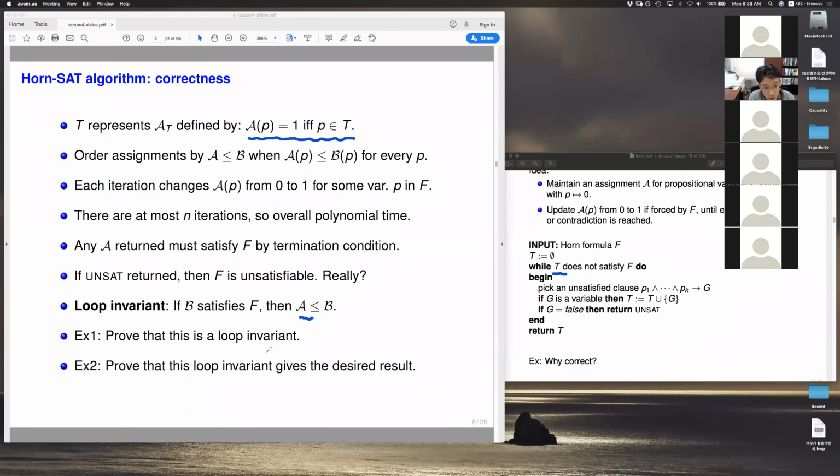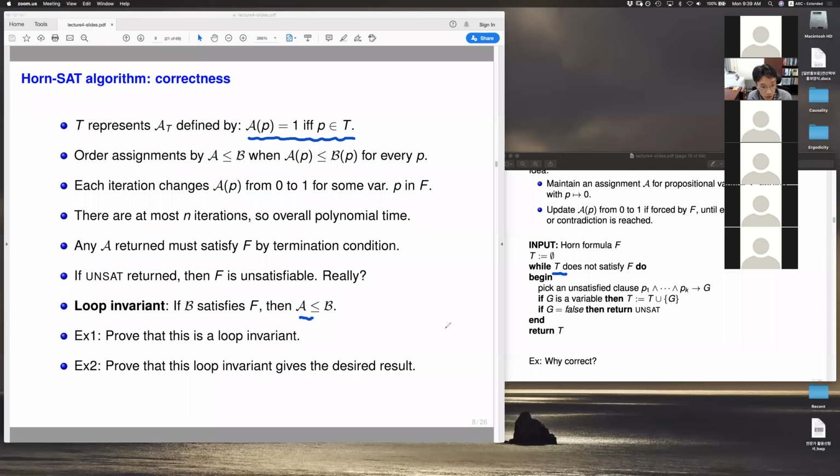So I have two exercises which I want you to do. Maybe I'll give you about 10 minutes to think about this. The first is to show that this is actually a loop invariant. The second thing is that showing this is a loop invariant implies that my algorithm will never return UNSAT in this case. So it implies the correctness of the algorithm. Solve these two exercises.